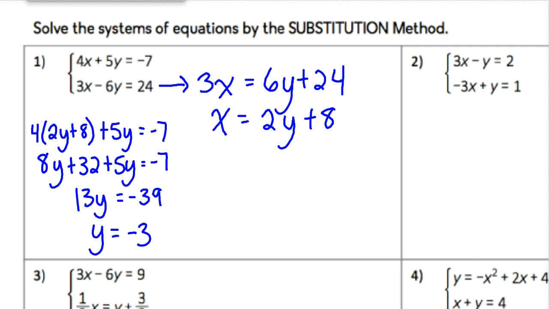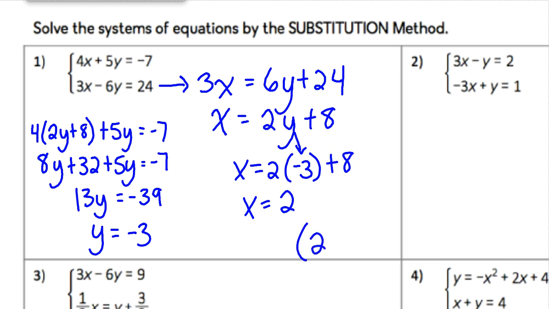Last step is to substitute that back in. So I'm going to say, all right, x equals 2 times -3, now is my y coordinate, plus 8, and that gives me an x coordinate of 2. So my final solution for that system is 2, -3.